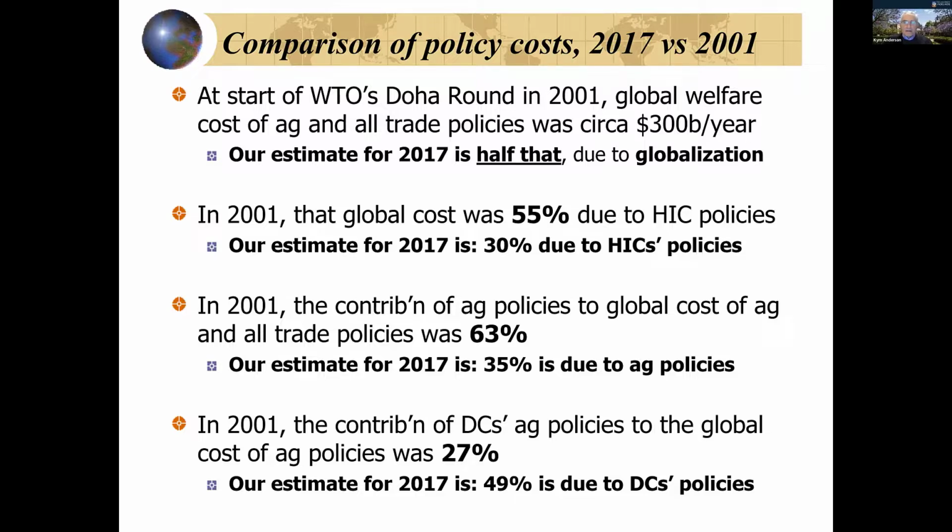And the contribution of the agricultural policies to the cost of all trade-related policies was 63% back there in our study. It's now only 35%. And finally, the contribution of developing country agricultural policies to the global cost of agricultural policies was only about a quarter back earlier this century. Now it's about a half. So these numbers are very different from what we had before.